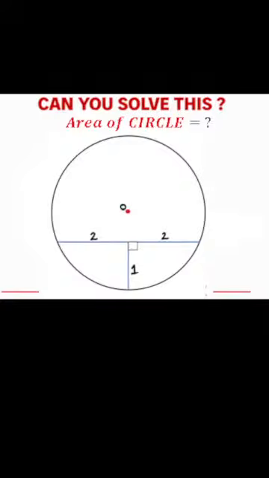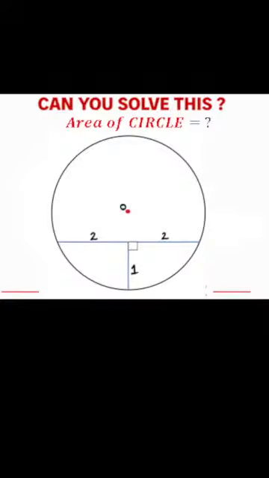Guys, we are at the next question. We need to find the area of the circle. Nothing is given to you. O is the center of the circle. You can see a chord and a segment also is there, which is perpendicular for sure. This much length is 2 and this much length is also 2. I think we have discussed such a problem before also.